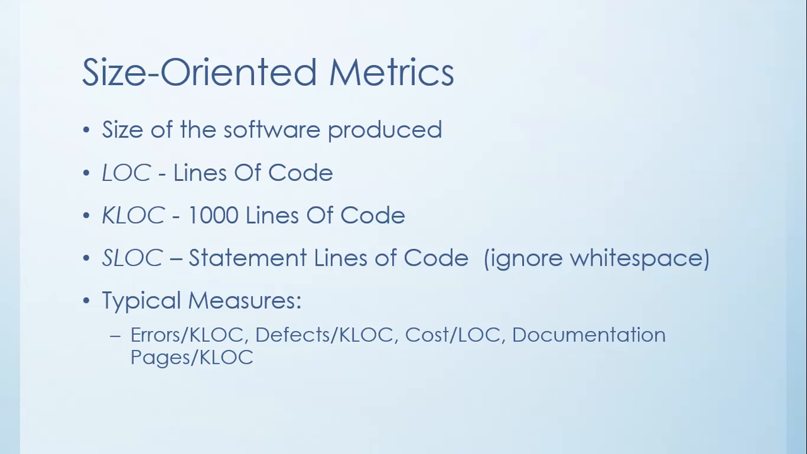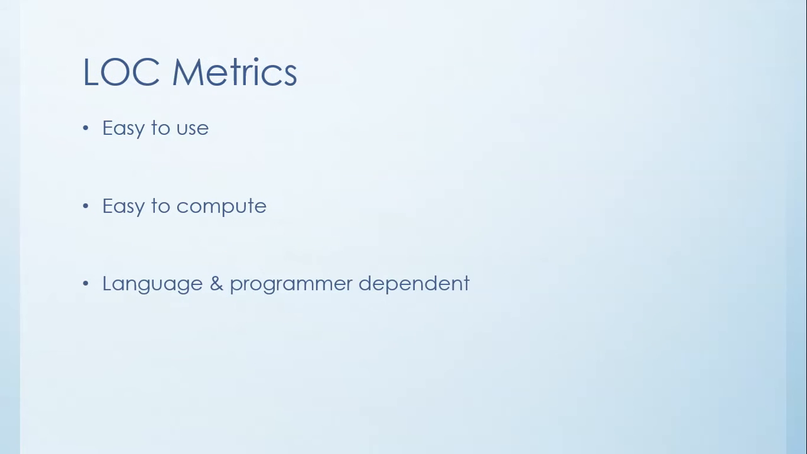So some typical measures that you could use are errors per kiloloc, defects per kiloloc, cost per loc, the documentation pages per kiloloc. This might be document pages that you have in a document somewhere, or it could be even say the number of comment lines per kiloloc, for example.